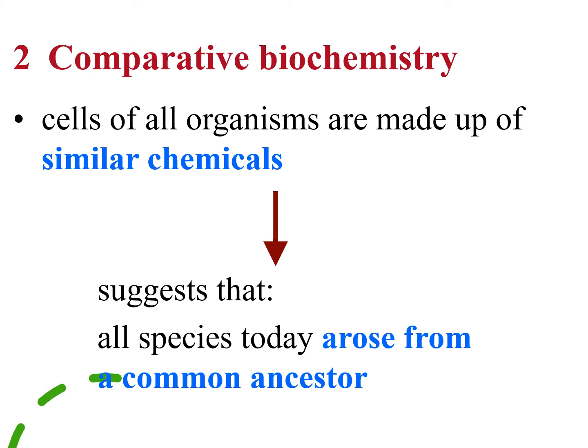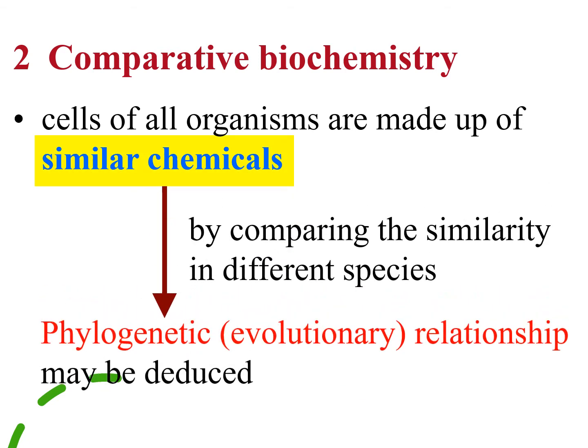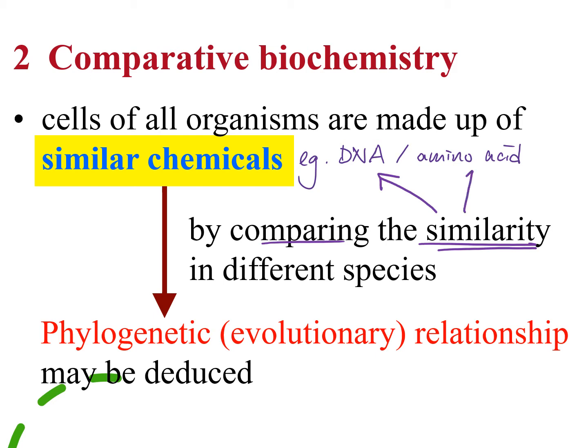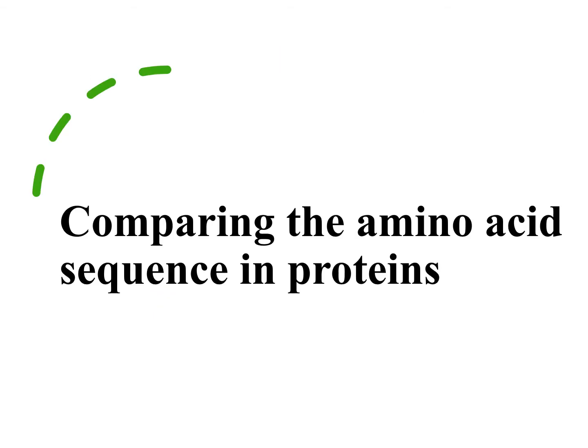It says that cells of all organisms are made up of similar chemicals, such as the DNA or the amino acids. And this suggests that all the species nowadays arose from a common ancestor. By comparing the similarity of DNA or amino acids in different species, the phylogenetic relationships, that means the evolutionary relationships, can now be deduced. First of all, let's compare the amino acid sequence in a particular protein.